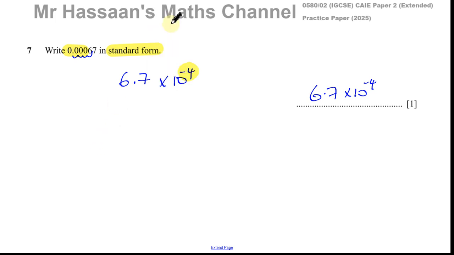So the number of zeros, including the one before the decimal point, will always be the same as the number that you write here when you have a number written in standard form which started with 0 point something. So that's how you can be sure. You see there's 4 zeros, power of minus 4, so we can be sure that we're correct. Okay, so that's how you write numbers in standard form.